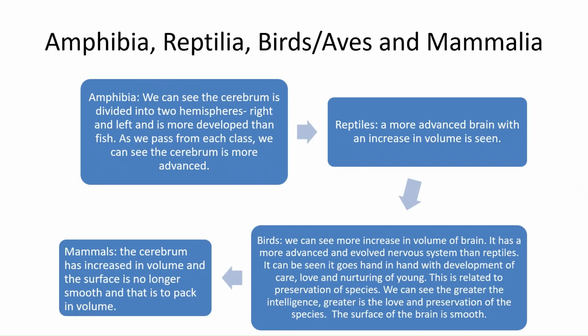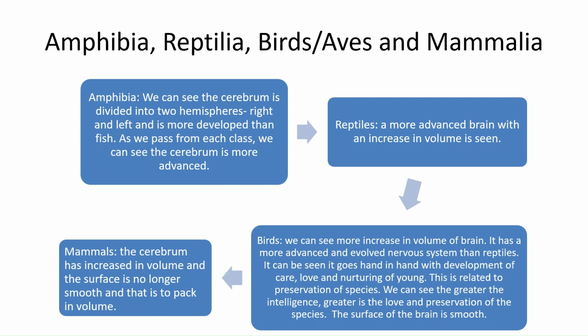Next comes amphibia, reptilia, birds or aves, and mammalia. In amphibia, we can see the cerebrum is divided into two hemispheres, right and left, and is more developed than in fish. As we pass from each class, we can see the cerebrum is more advanced. In reptiles, a more advanced brain with an increase in volume is seen. In birds, we can see more increase in volume of the brain. It has a more advanced and evolved nervous system than reptiles.